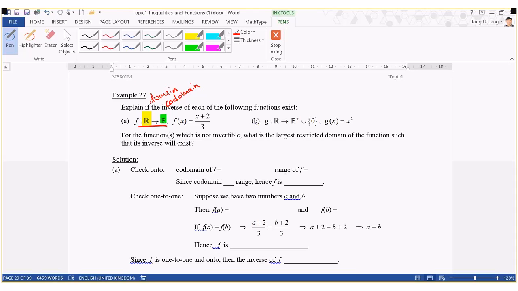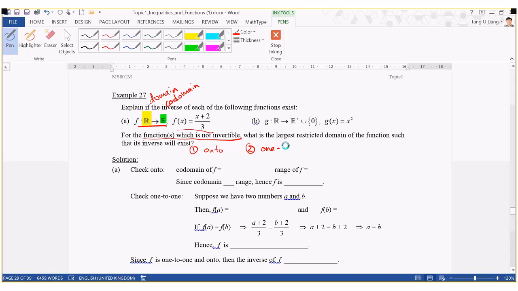Okay, so the formula for this function is x plus 2 and then everything divided by 3. We are trying to find out whether or not this function will be invertible. There are two criteria to check. One is onto: a function must be onto before it can be invertible. The second criteria is that it must be 1 to 1. So we have to check these two criteria before we can decide whether the function has f inverse or not.